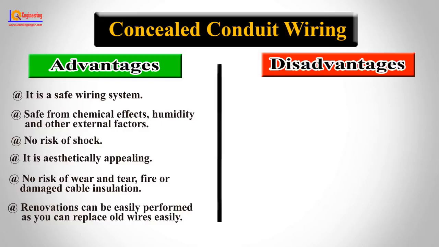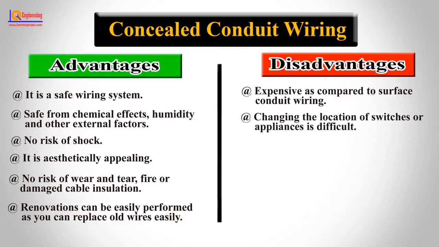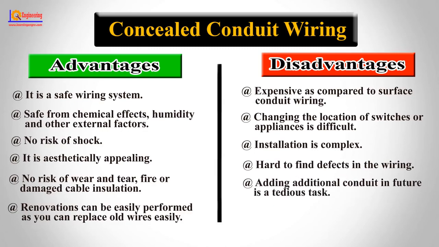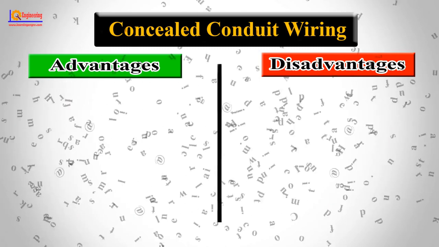Some disadvantages of the concealed conduit wiring system. Expensive as compared to surface conduit wiring. Changing the location of switches or appliances is difficult. Installation is complex. Hard to find defects in the wiring. Adding additional conduit in future is a tedious task.